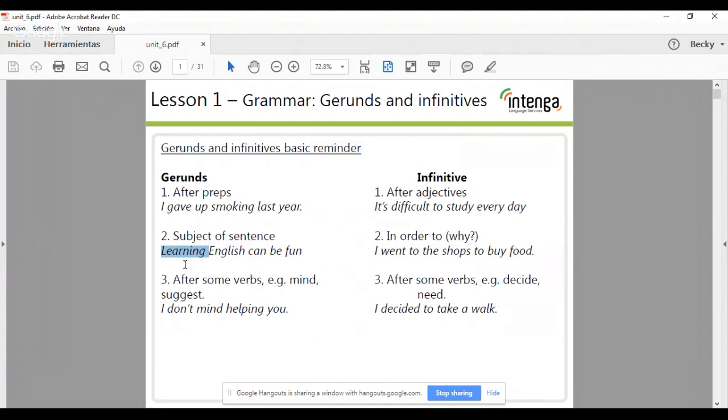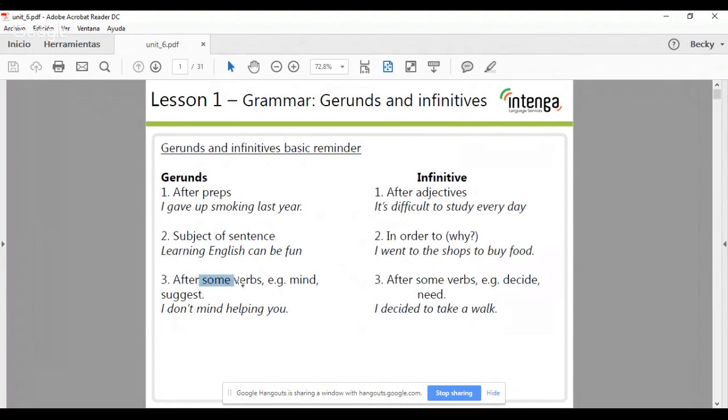So here, there's no person. It's not saying you think English is fun or something like that. It's just learning in general, okay? So we're using it in the ing form. It's purely structure. It has nothing to do with any continuous tense or anything like that. And then the third one we have here, after some verbs.